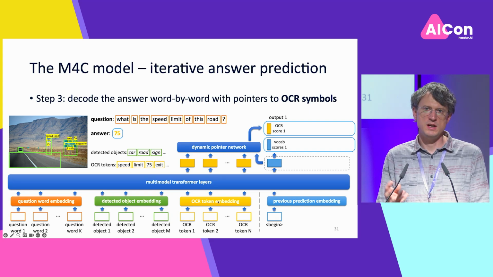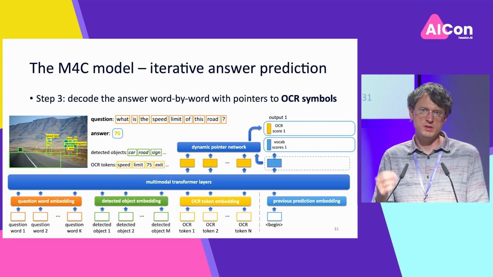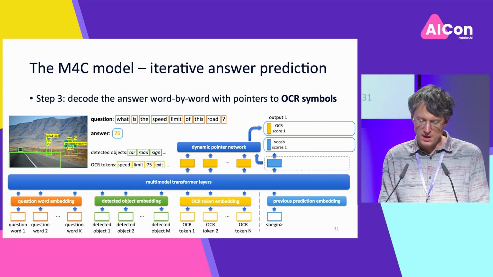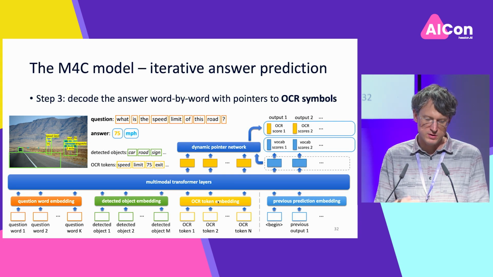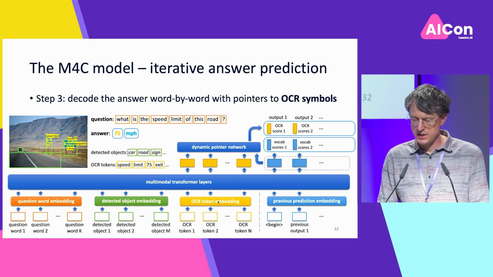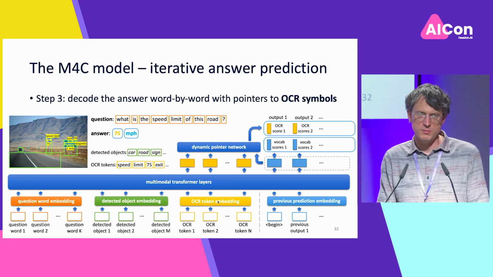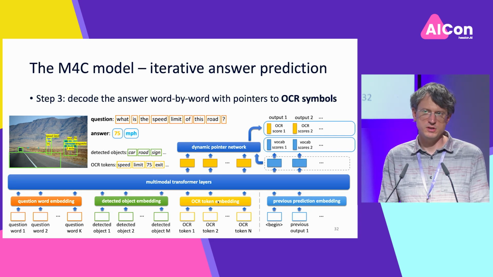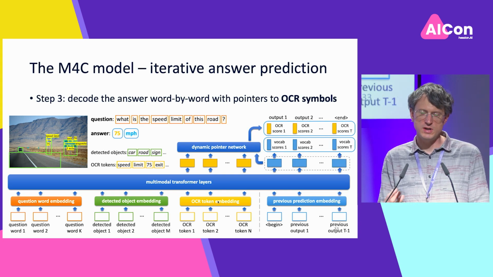So we find the OCR symbol which matches, the model predicts which one it is, and then it copies the actual symbol. And the second part, miles per hour, so 75 miles per hour, speed limit, is then from the vocabulary space because it's not in the image. And then it continues generating until it eventually stops.